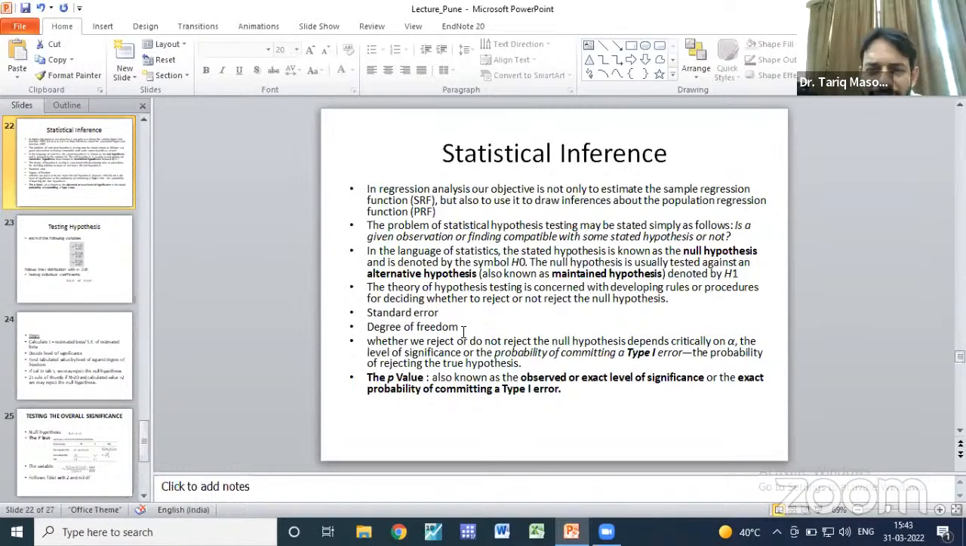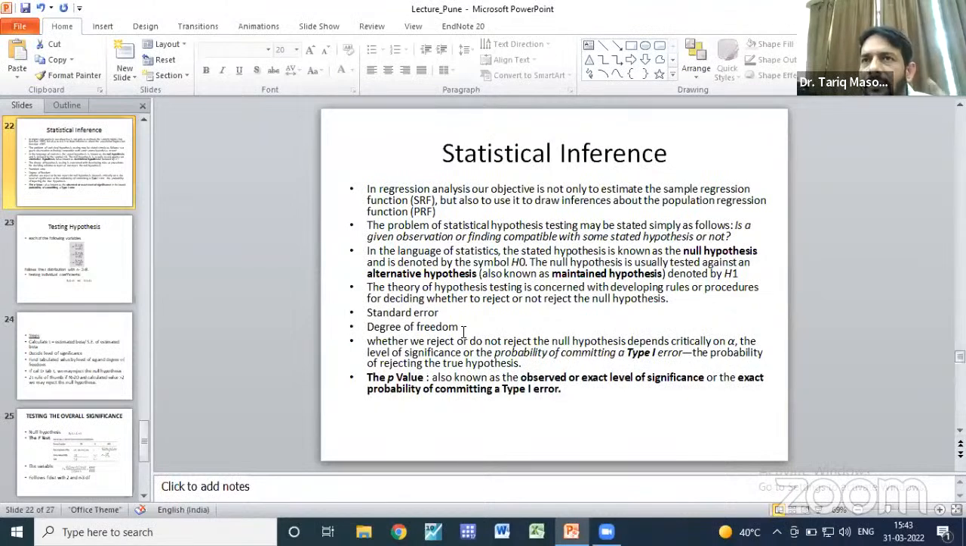You must know some basic concepts: what is standard error, what is degree of freedom, what is level of significance. All these things are needed for hypothesis testing. Okay, level of significance is type 1 error. It is the probability of committing type 1 error. Okay, what is type 1 error?